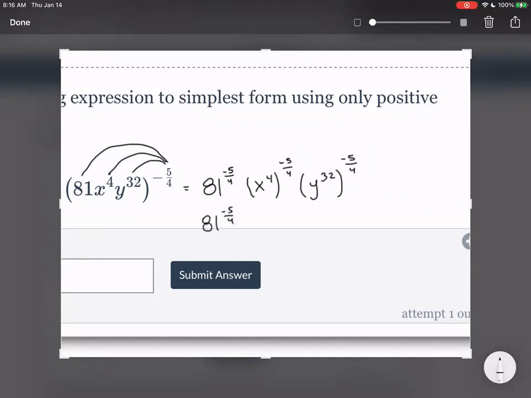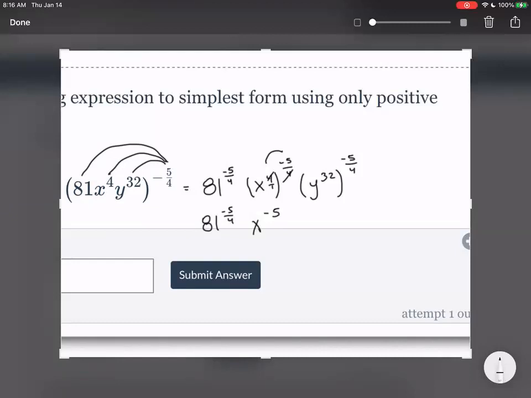And then let's deal with the x's and the y's just because I think those are simpler. So we're going to multiply these two exponents, x to the power of 4 times negative 5 over 4. So if I'm just going to multiply these exponents, this is 4 over 1 times negative 5 over 4. The 4's get to cancel out, and we are left with x to the power of negative 5.